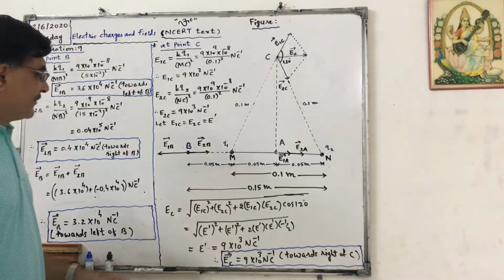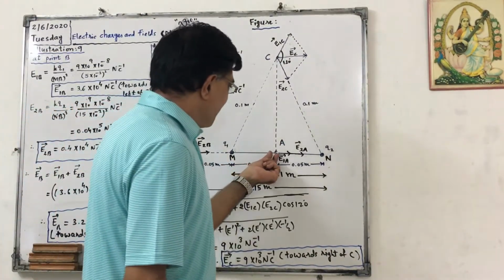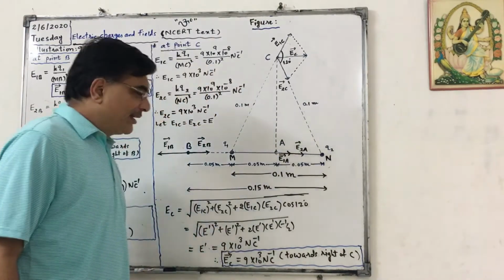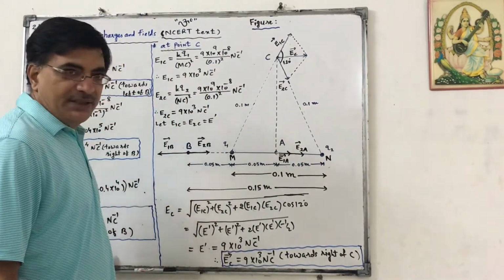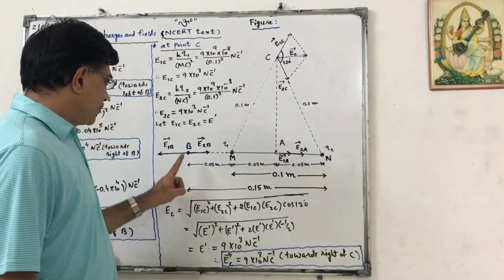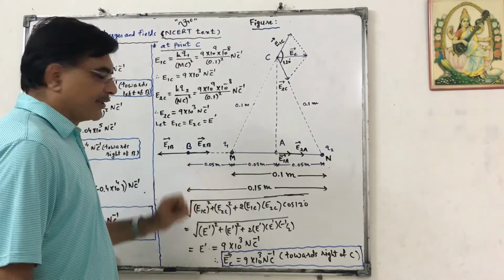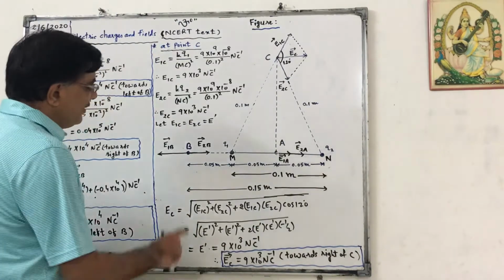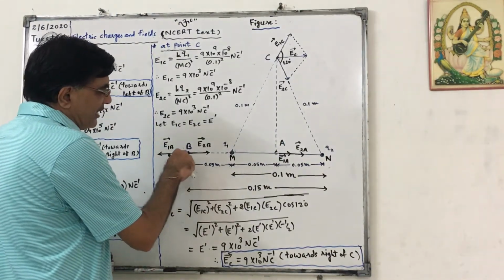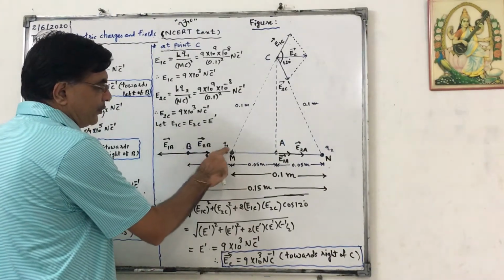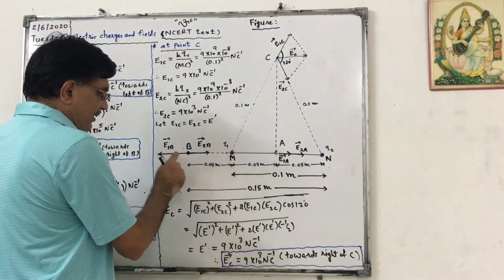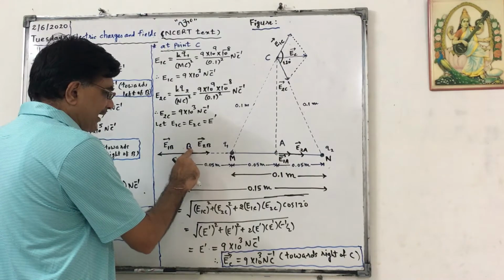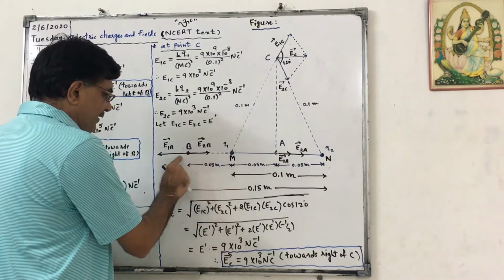So we have already found out electric field intensity at point A. Now we have to find out electric field intensity at point B. That means we have to put a unit positive charge here. Now if I put a unit positive charge here, this Q1 is positive, so it will offer repulsive force. So electric field intensity at B by Q1 is in this direction.